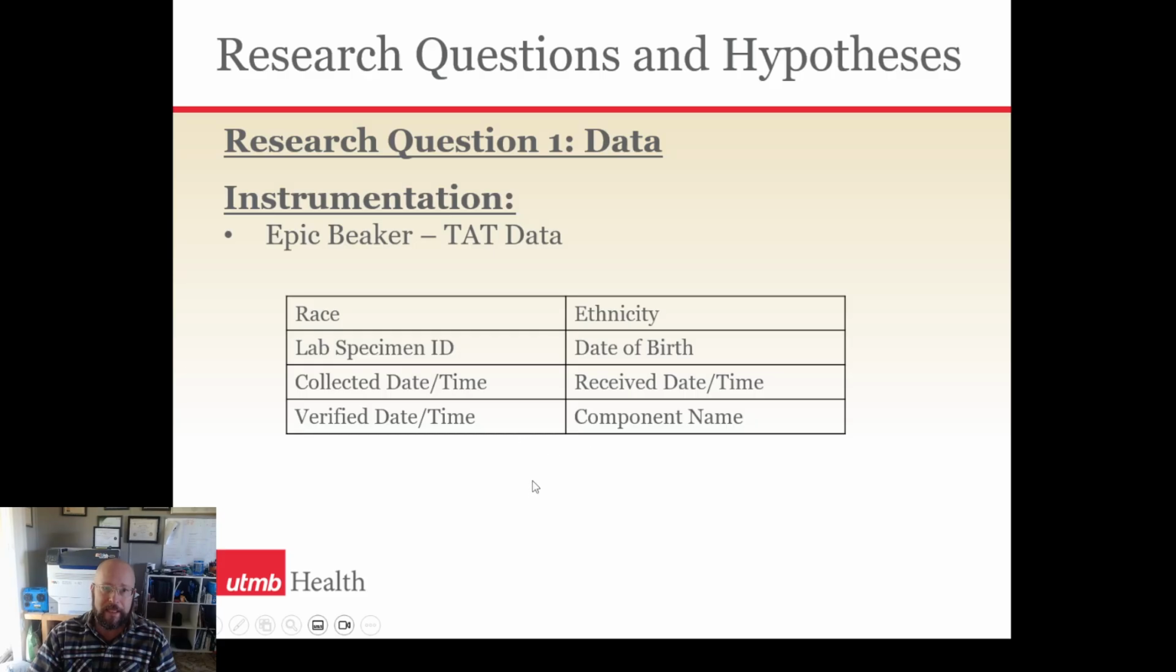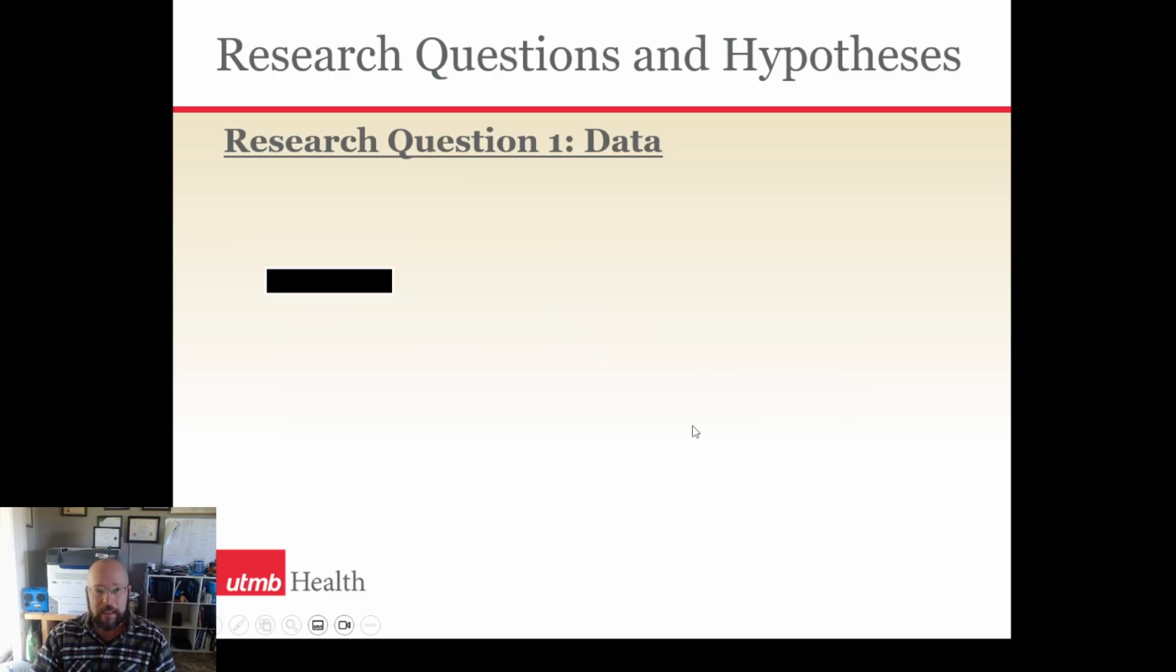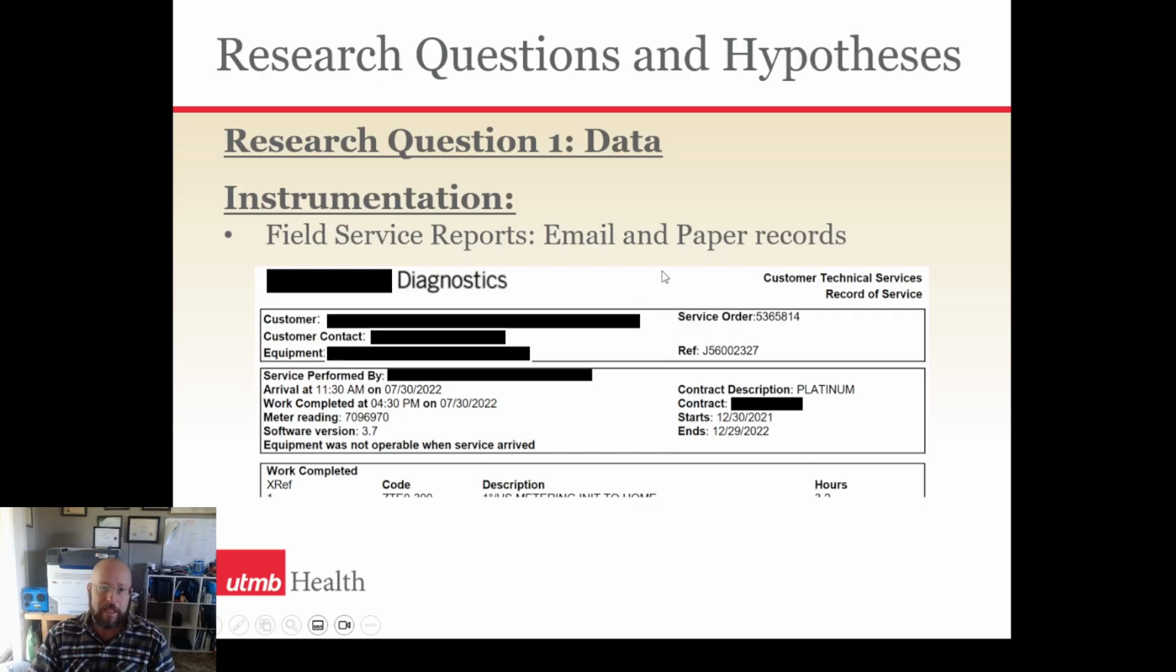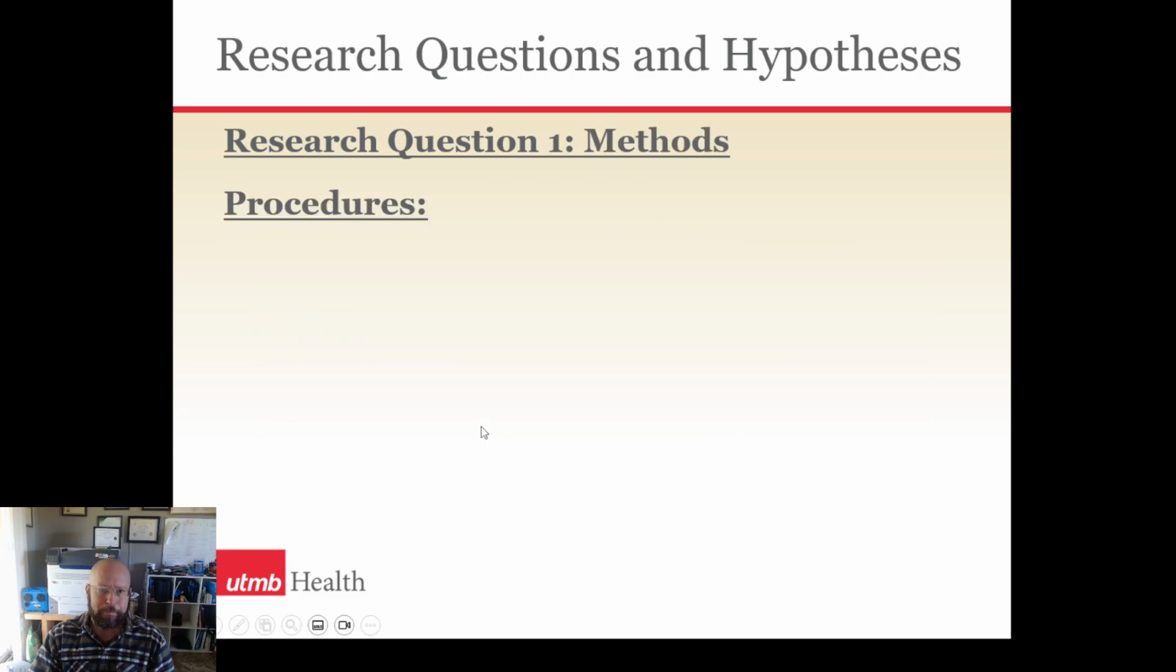So here is more on the research data. Again, we went to Epic Beaker to get the turnaround time. We pulled all of this data here so that we could assess it for any sort of deviations in that data set. For our quality assurance data, we looked at field service records. And so here is just an example of a field service report. I've blacked out the information on these, but it essentially tells us when the service rep arrived, when service started, when they were completed, and then the time it was completed. So I was able to see when it started, see when it was completed, and know with a good level of certainty how long that instrument was down.